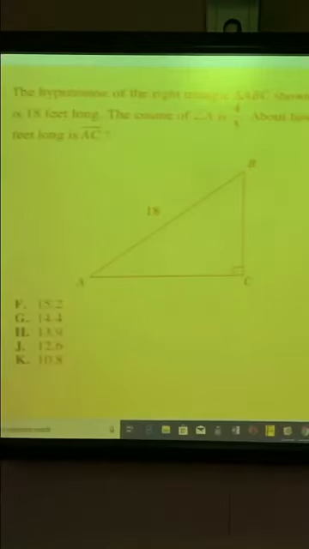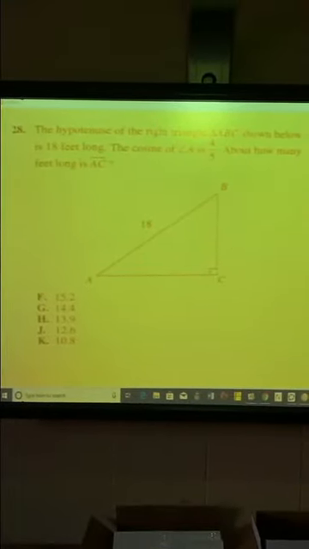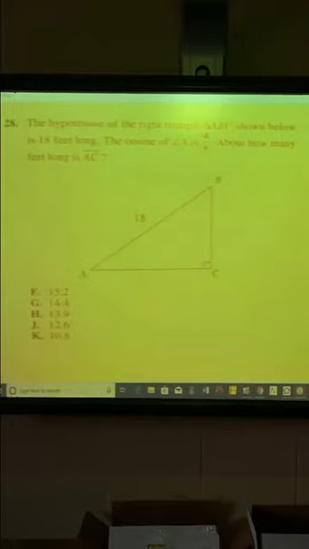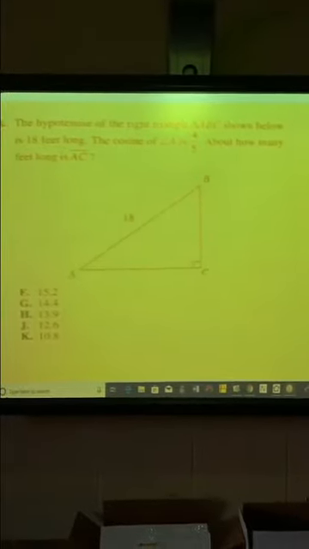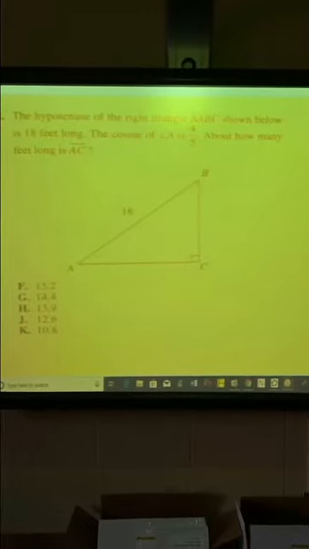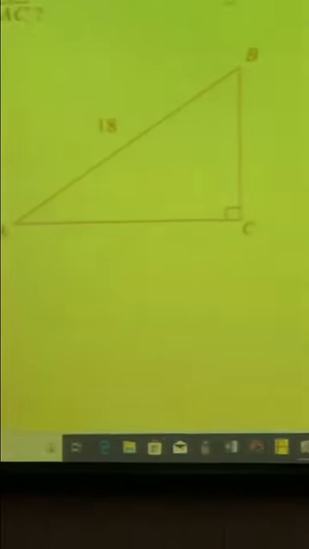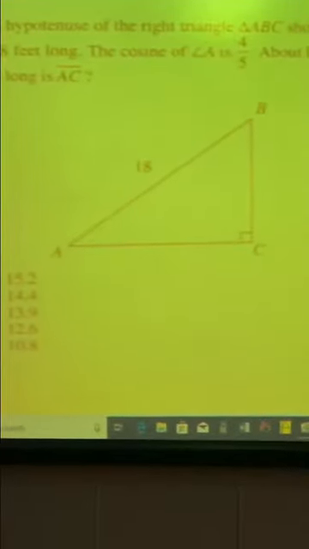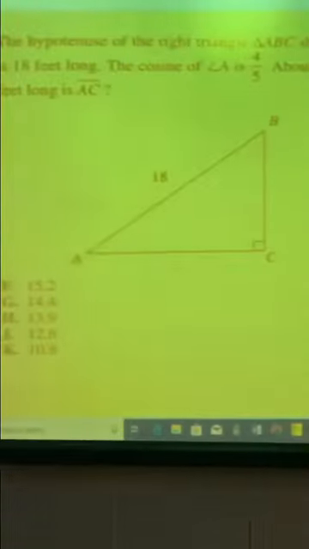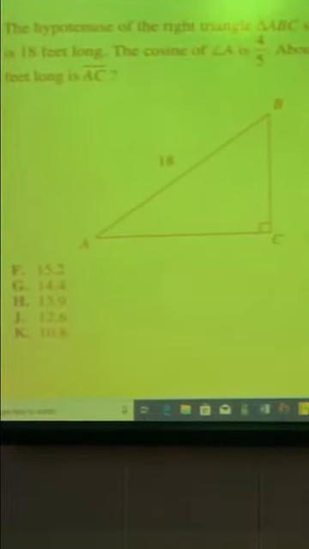All right, this is the next question. It states that the hypotenuse of the right triangle ABC shown below is 18 feet long. The cosine of angle A is 4 over 5. About how many feet long is segment AC? All right, so there's my diagram, my triangle ABC, and it wants to know the length of segment AC. And segment AC is the side across the bottom. That's what we're trying to figure out. How long is that side across the bottom?